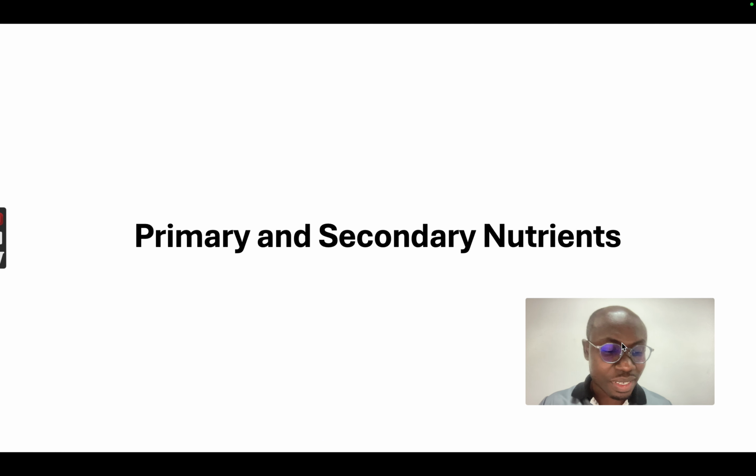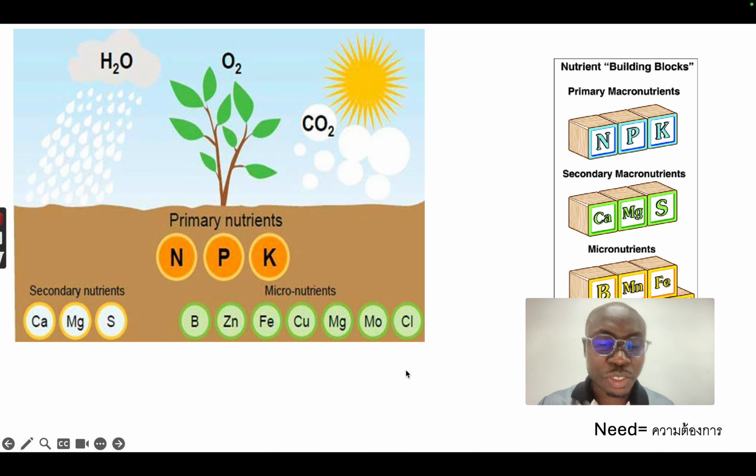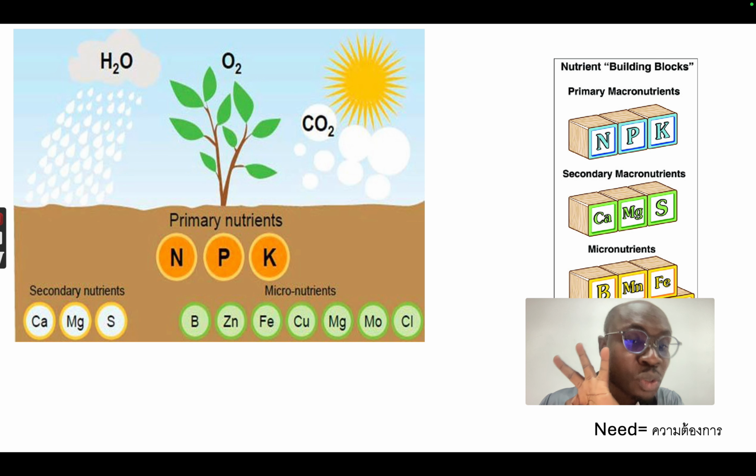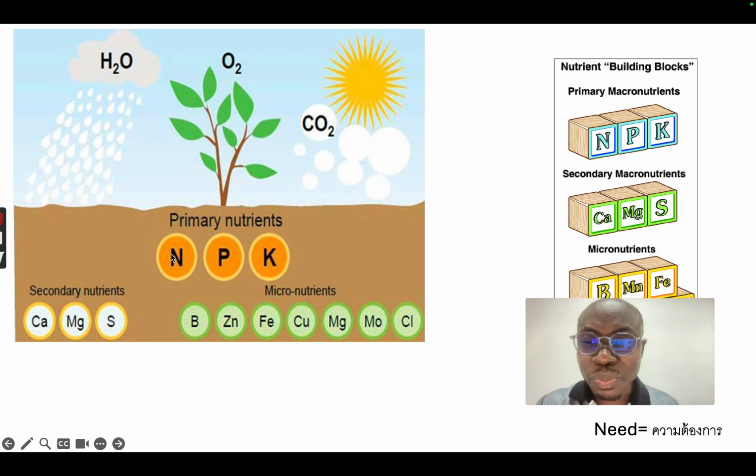Next, let's talk about the nutrients. There are many nutrients that the plant uses, but we group the nutrients into 3 groups. The first group is called primary nutrients. That's nitrogen, phosphorus, and potassium. Next, we have secondary nutrients: calcium, magnesium, and sulfur. And the last group, micronutrients: boron, zinc, iron, and many more, okay?